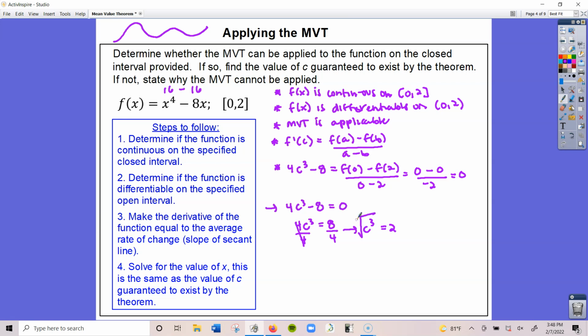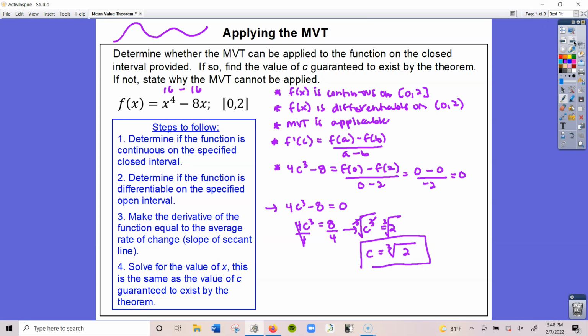Finally, I cube root both sides. When I cube root, my answer is not going to be plus or minus because it's exactly whatever the sign is inside of that radical. It would only be plus or minus if the root that you're applying is an even root. So therefore, my value of c is the cube root of 2.